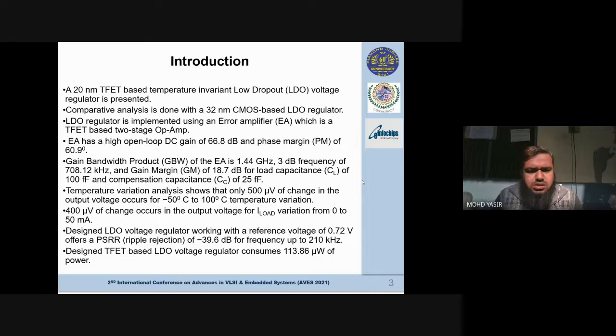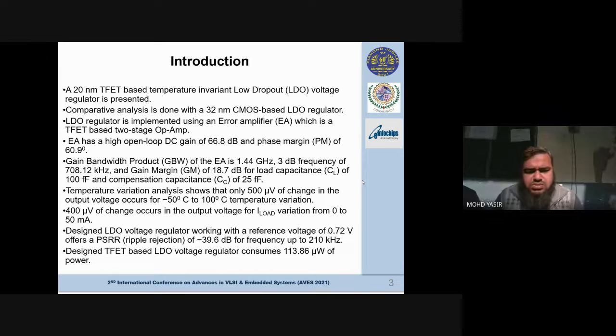Gain bandwidth product of the error amplifier is 1.44 GHz, 3 dB frequency of 708.12 kHz, and gain margin of 18.7 dB for load capacitance of 100 femtofarad and compensation capacitance of 25 femtofarad. The compensation capacitance must be greater than 0.22 times the load capacitance to achieve more than a 60 degree phase margin.